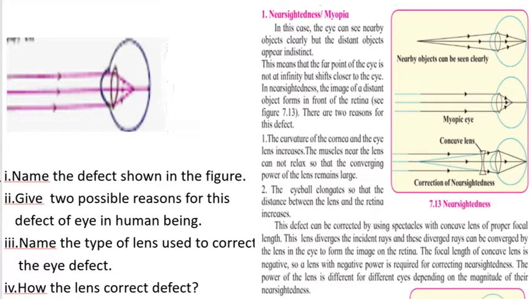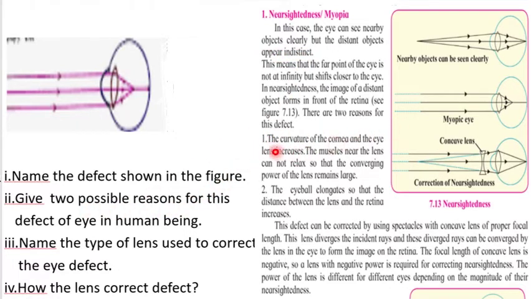Friends, this is also a very important diagram based question as it already came in the paper of 2020. Name the defect shown in the figure. From the figure only we can say it is myopia. As the image of the object is formed in front of the retina, it is myopia. What is myopia? In this case, the eye can see nearby objects clearly, but distant objects appear indistinct. Which are the two possible reasons?